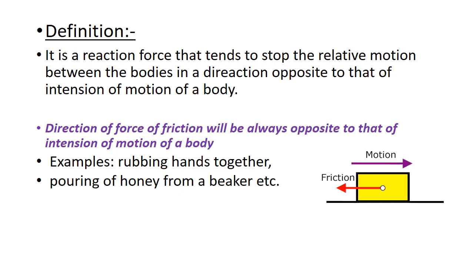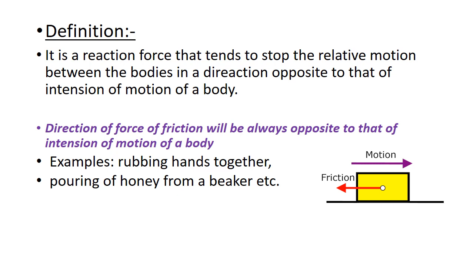As I have taken in this example over here, this is the force of friction which is acting opposed to that of the motion of a body. Now what is an example of this friction? Suppose that you are walking on the ground. It's because of the force of friction that you are able to walk on the ground. If there were no friction, you would fall down on the earth.